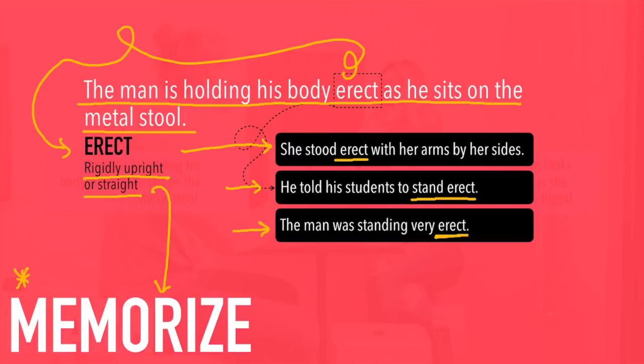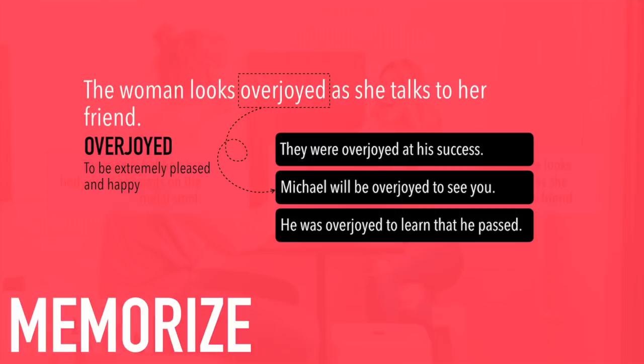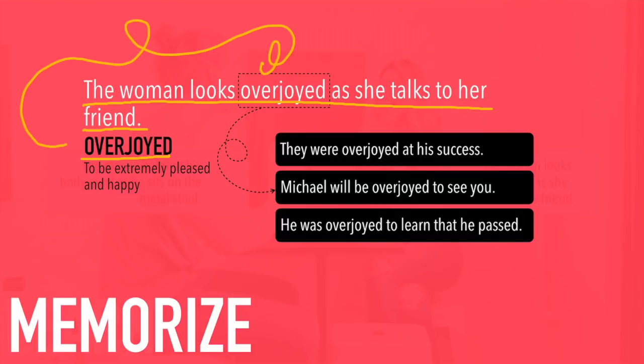Now again, we want to memorize the definition at this point. We've already learned it in context. Now we are memorizing the definition. Okay, now let's look at the second word. Now the second word was overjoyed, which in the sentence sounds like this. The woman looks overjoyed as she talks to her friend. Now, the word overjoyed means to be extremely pleased and happy. Okay, extremely pleased and happy.